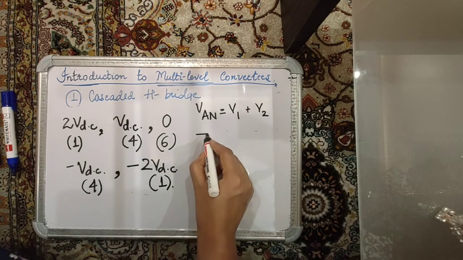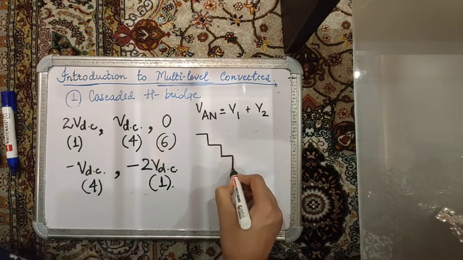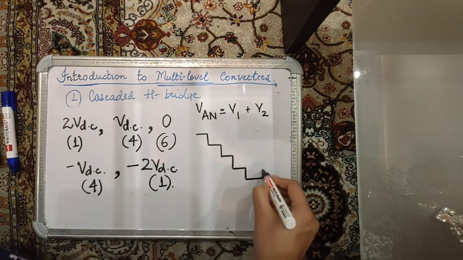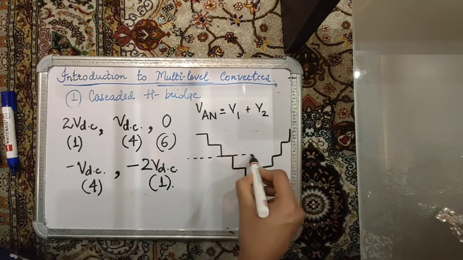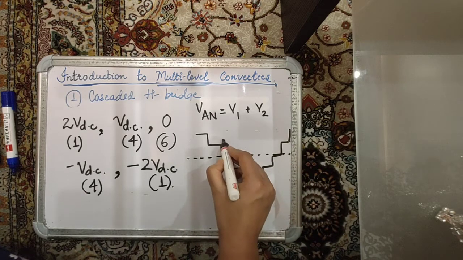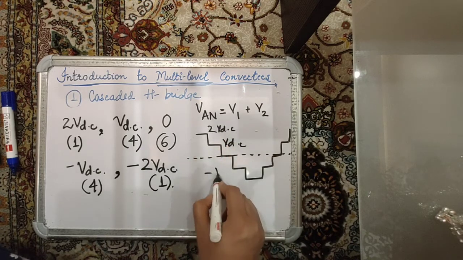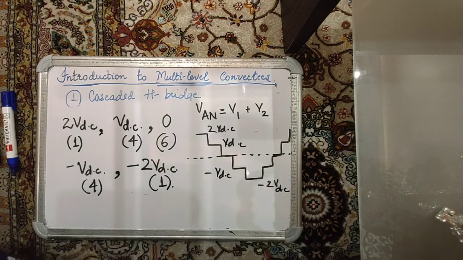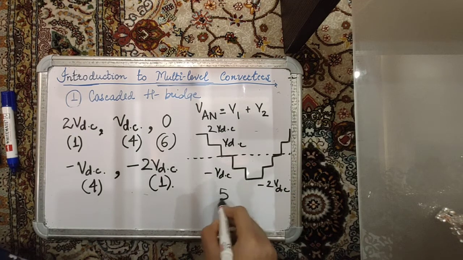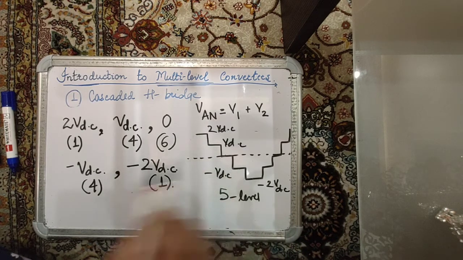So something like this: 2 VDC, VDC, 0, minus VDC, minus 2 VDC, and then repeat. So it's again like a staircase. This is your zero line, this is VDC, this is 2 VDC, this is minus VDC, and this is minus 2 VDC, right? So this is the output of a 5 level. These are 5 levels, 1, 2, 3, 4, 5, right?